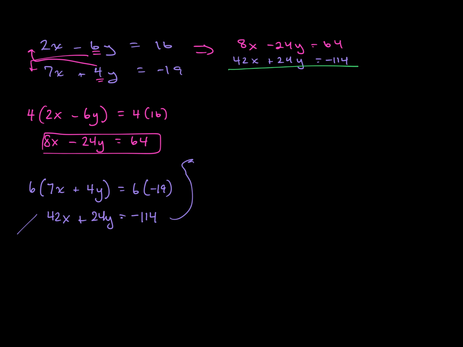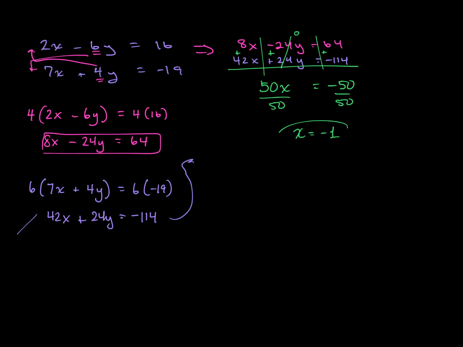So here we go. How do I combine them? I look at the y's. I have a negative and a positive, which means I must add. So I'm going to put a plus in between everything here. 8 plus 42 is 50x. Don't forget your variable. So we're adding vertically here. These two cross out to 0, and I get equals. So 64 plus negative 114 is good old negative 50. So now that I have negative 50, I divide by 50, and I get x is equivalent to negative 1.